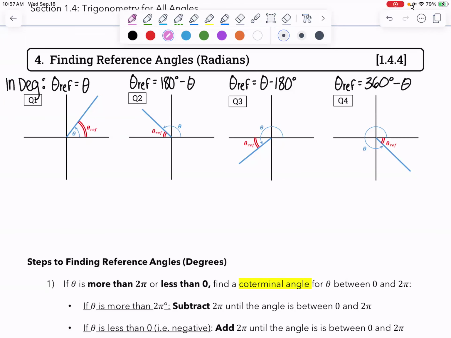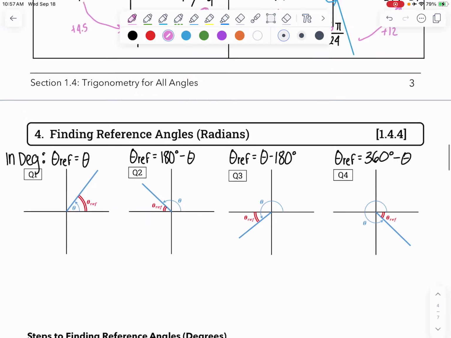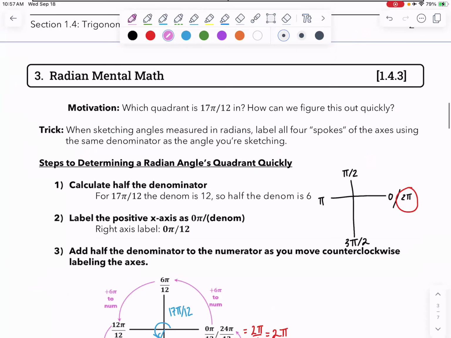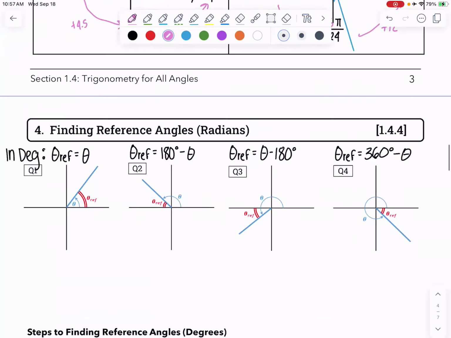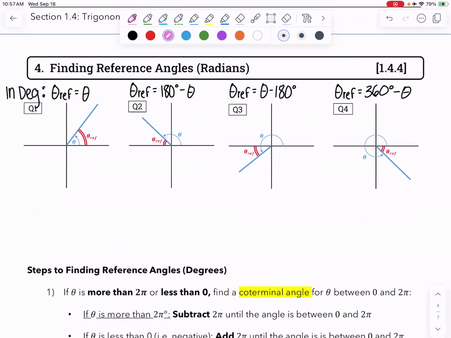Finding reference angles for radian measurements. All right. If you skipped the previous video where we talked about radian mental math because you thought you don't need that, please go watch it real quick, or at least scan this worksheet and get a sense of where we are. We're going to do the same thing we did for degree reference angles. We had the same picture. We're going to do the same thing, but we're just going to do it in radians now.